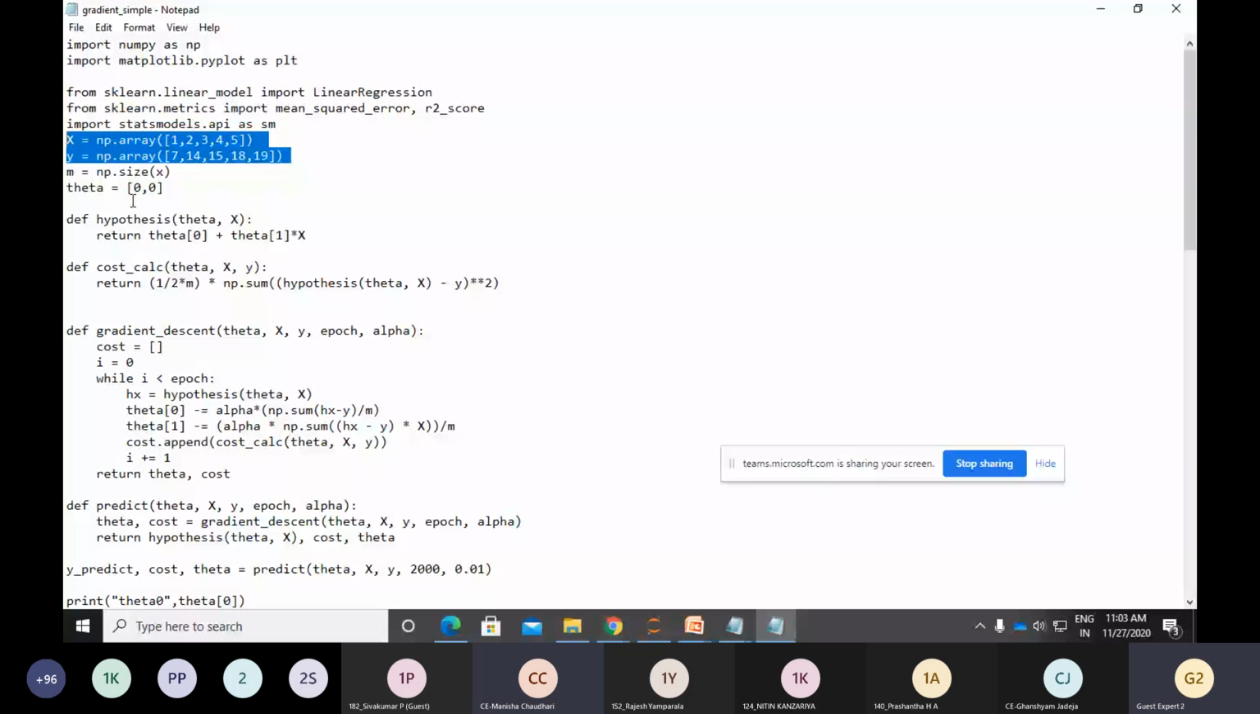Okay, so this is our array. This is M. Now the initial values of theta 0 and theta 1, I have taken as 0. Ma'am, please increase the font size. Okay.